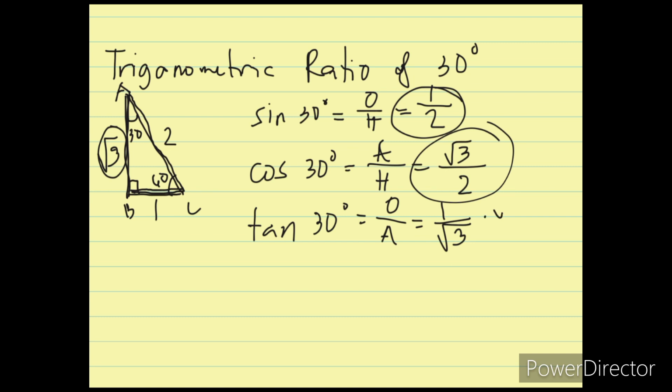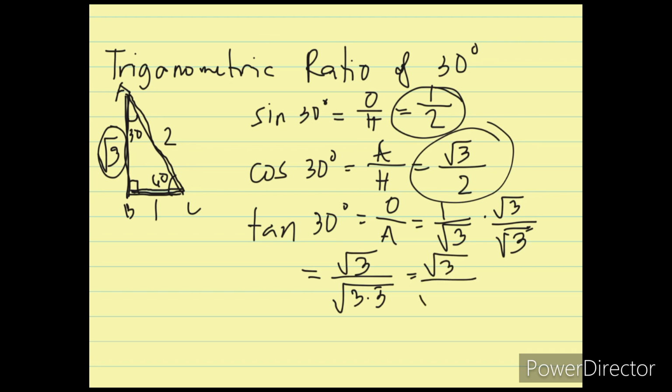We multiplied it by square root of 3 over square root of 3. So 1 times square root of 3 is square root of 3, and square root of 3 times square root of 3 is 3 times 3. So we have square root of 3 over square root of 9, because 3 times 3 is 9. And square root of 3 over the square root of 9 is 3. Therefore, this is now the tangent of 30-degree angle.